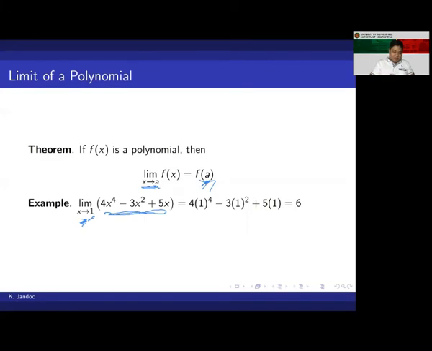So in this case, you have 1 substituting for all of the x's here. So it's 4 times 1 raised to the fourth minus 3 times 1 squared plus 5 times 1. So this is 4 minus 3 plus 5. This is 1 plus 5, which is equal to 6. So that's what this theorem says. If your function is a polynomial, that limit is simply substituting the value a into the polynomial.